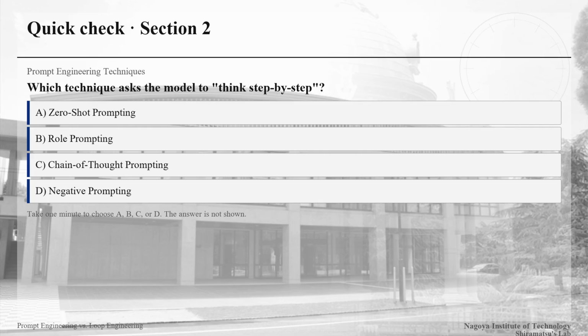Quick check after Section 2. Which technique asks the model to think step by step? Choose A, B, C, or D. Take 1 minute to think. Then choose A, B, C, or D. The correct answer is not shown.